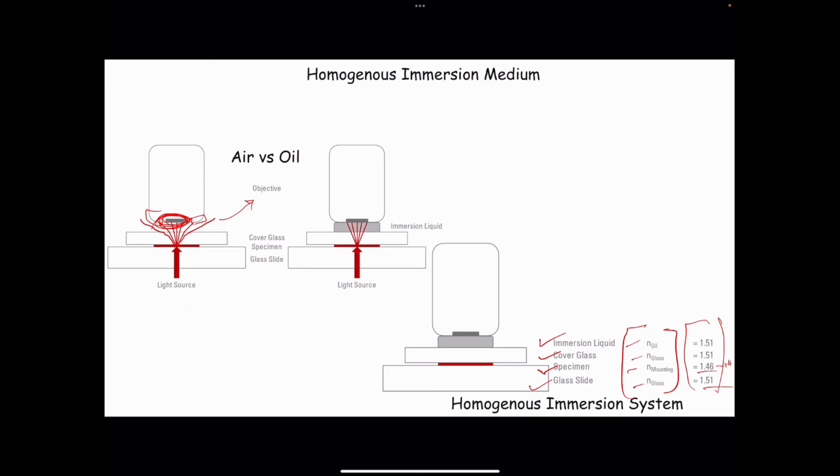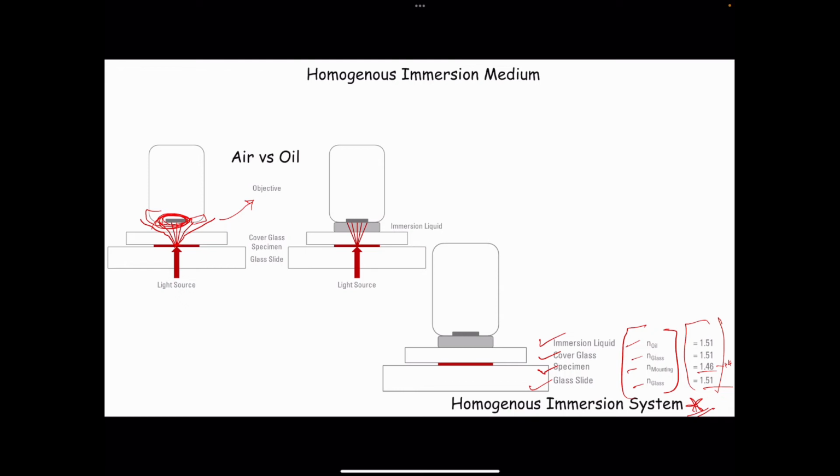Okay, so if we are clear about why we first want to introduce an immersion medium, then when we want to put the immersion medium in place, we have one more need, which is that all of these media that offer the interface for refraction should offer more or less a similar refractive index, as a result of which it will create a homogeneous immersion system.